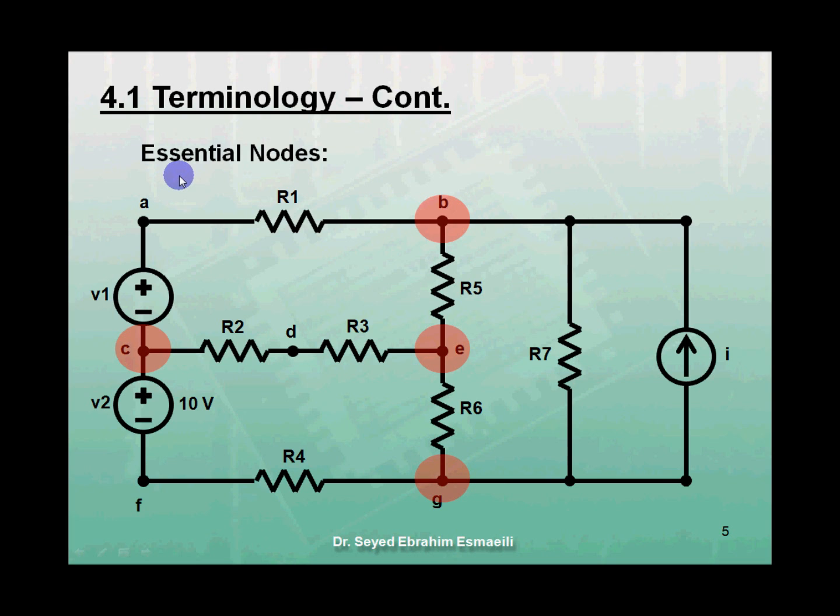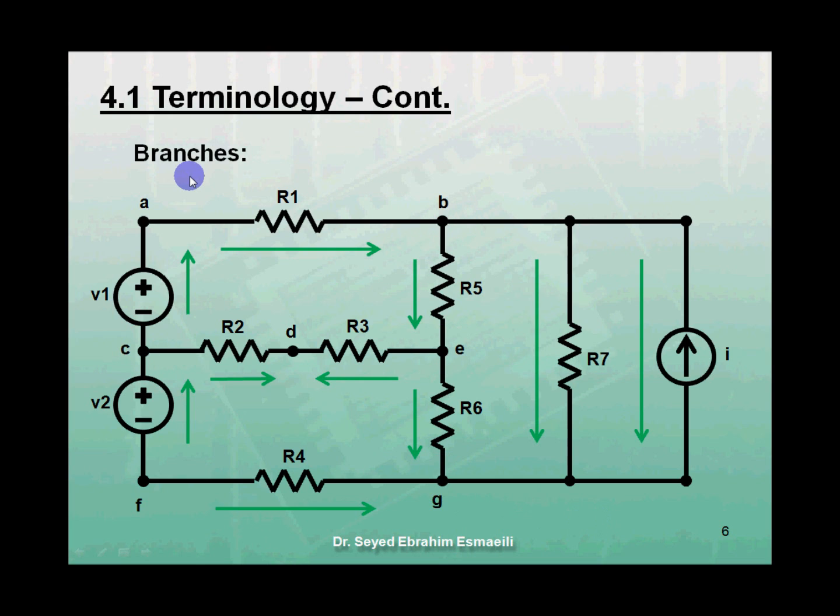An essential node is a point where three or more circuit elements connect. From the 7 nodes previously identified, we can find 4 essential nodes. These nodes are node C, node B, node E, and node G. A branch is a path that connects two nodes. We can identify 10 branches in this circuit.